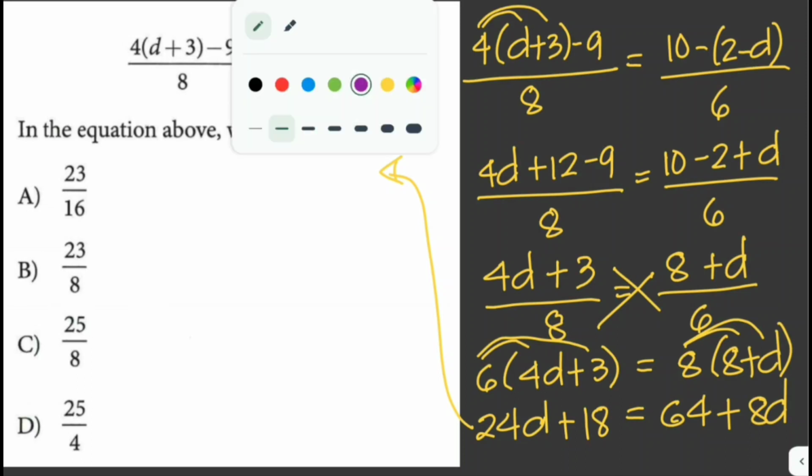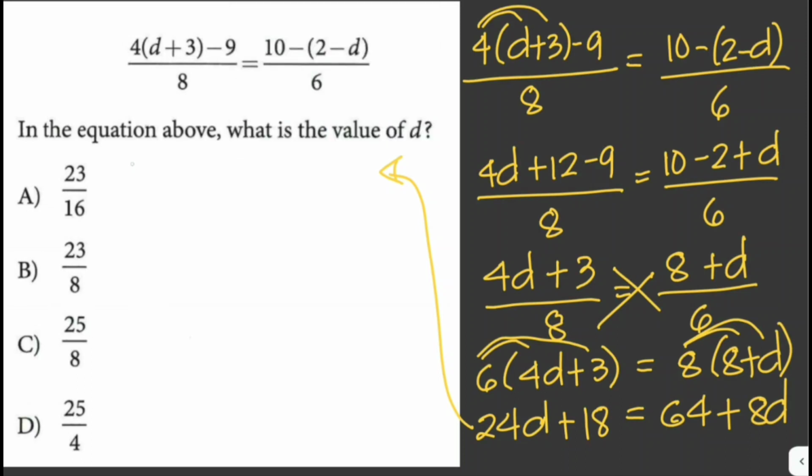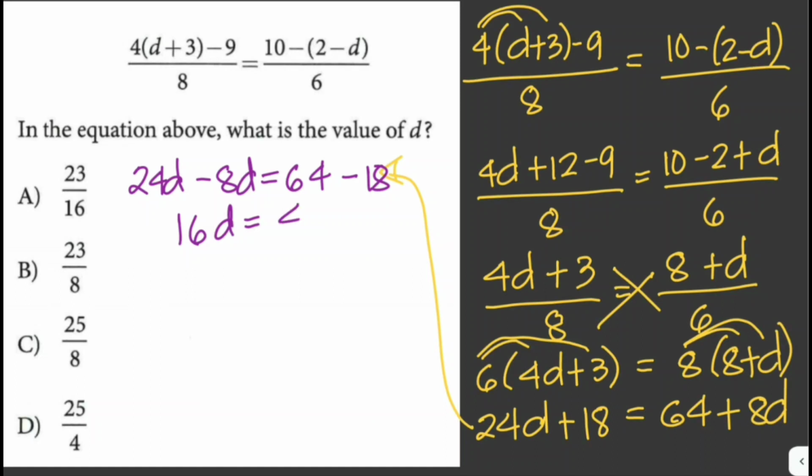Then we can group like terms. 24d minus 8d equals 64 minus 18. So we have 16d equals 46, and we divide both sides by 16. So we get the value of d, which is just equal to 46 over 16.